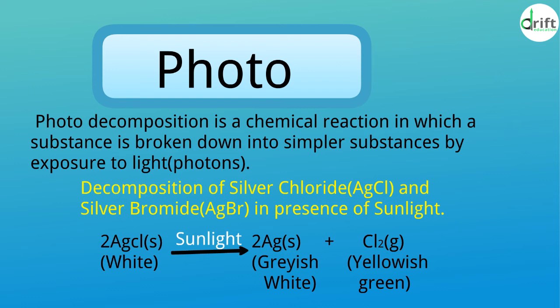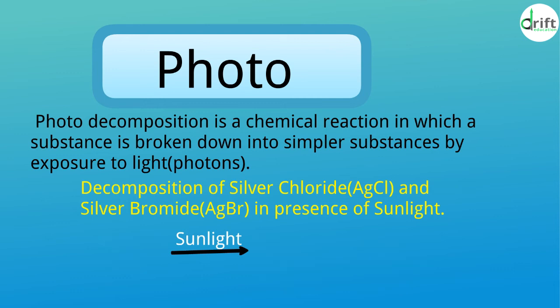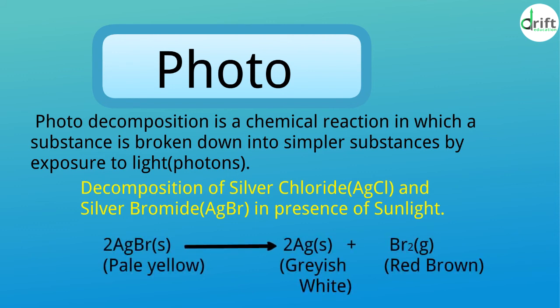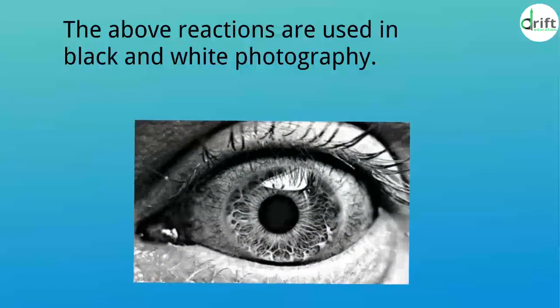The color of AgCl is white, the color of Ag is greyish white, while the color of Cl2 is yellowish green. Again, 2AgBr on exposure to sunlight decomposes to give 2Ag, solid, and Br2 gas. It is worth mentioning that the color of AgBr is pale yellow, the color of Ag, that is silver, is greyish white, and the color of bromine is red brown. You can note here that the above reactions are used in black and white photography.